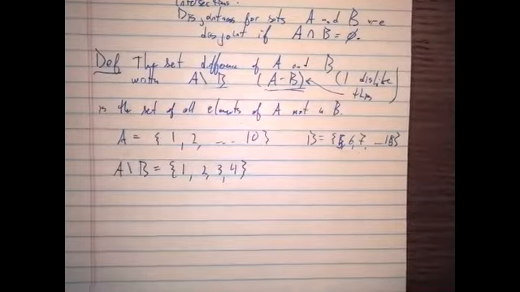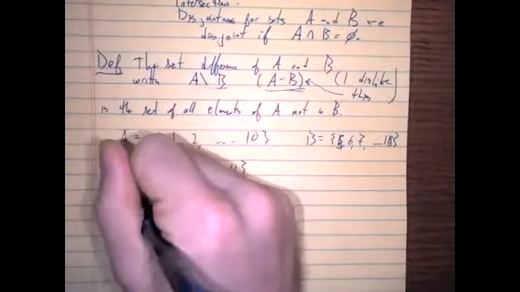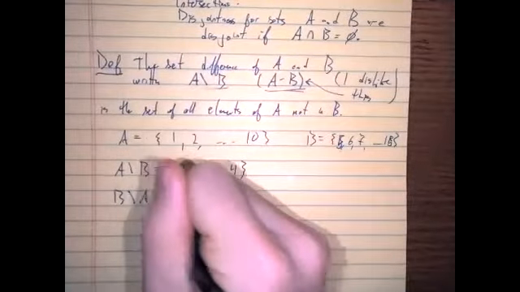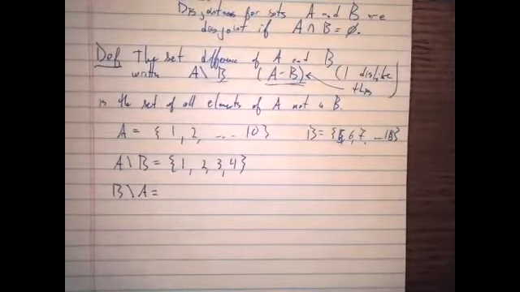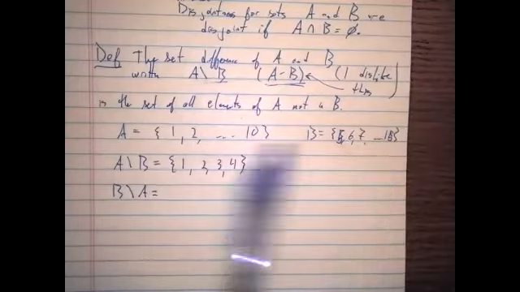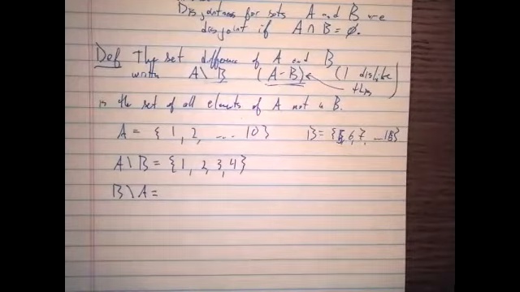And we can also go the other way. I can also ask what B set minus A is. Right? I can still ask what are the elements in B which are not elements of A, and what do we get?